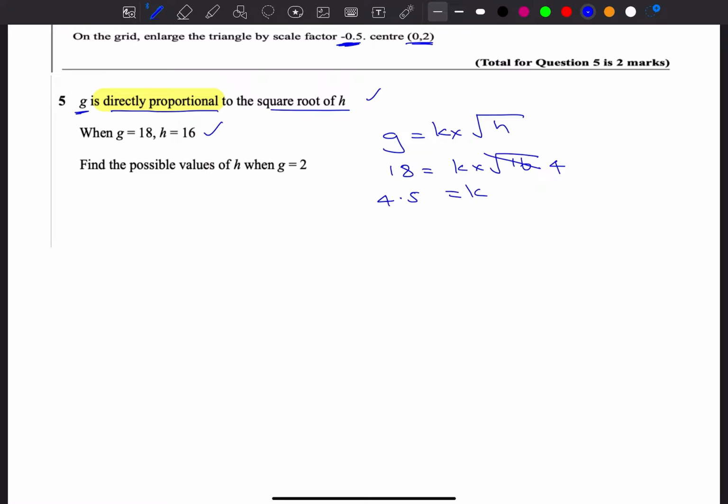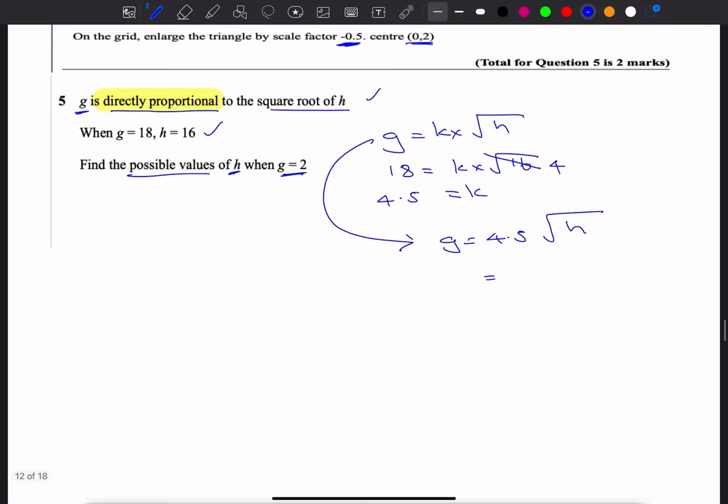What's the equation? G equals k, which is 4.5. Remember, don't put the numbers, just square root of h. Now, find h when g is 2, possible values. So there's going to be 2 values, alright? So g is going to be 2. H is 16.